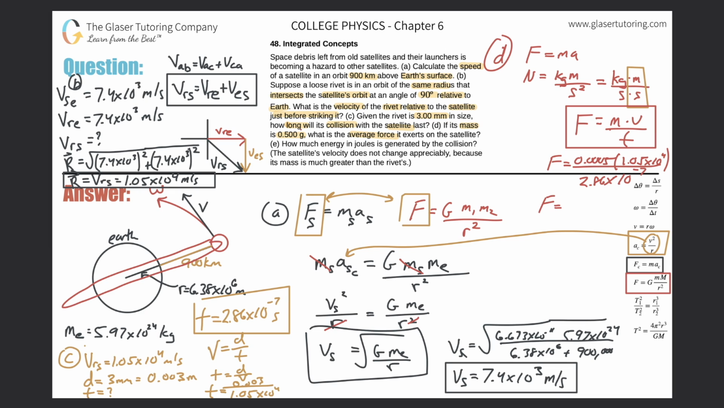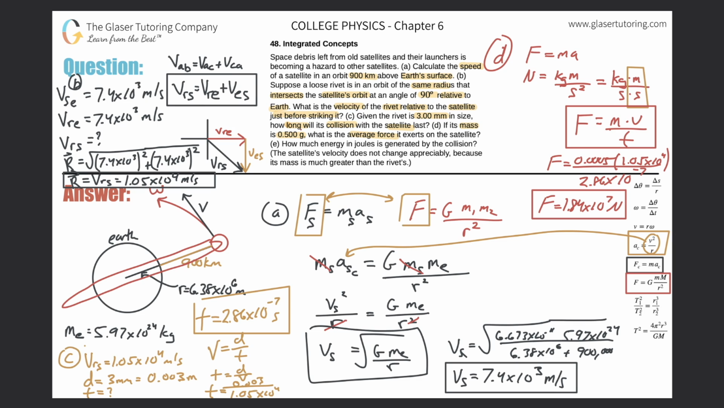So this would be the average force. 0.0005 times 1.05 times 10 to the 4th, and divide that now by 2.86 times 10 to the minus 7th. And here we get a value of about 1.84 times 10 raised to the 7th, and that's in terms of newtons. Okay. So that takes care of D.